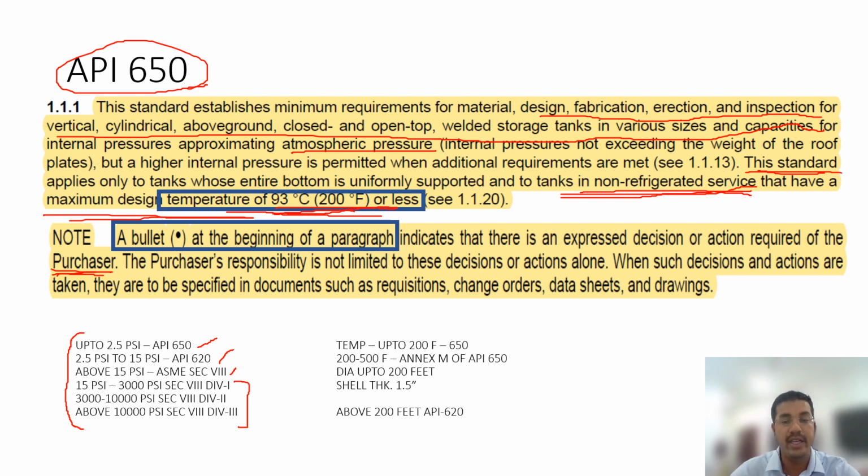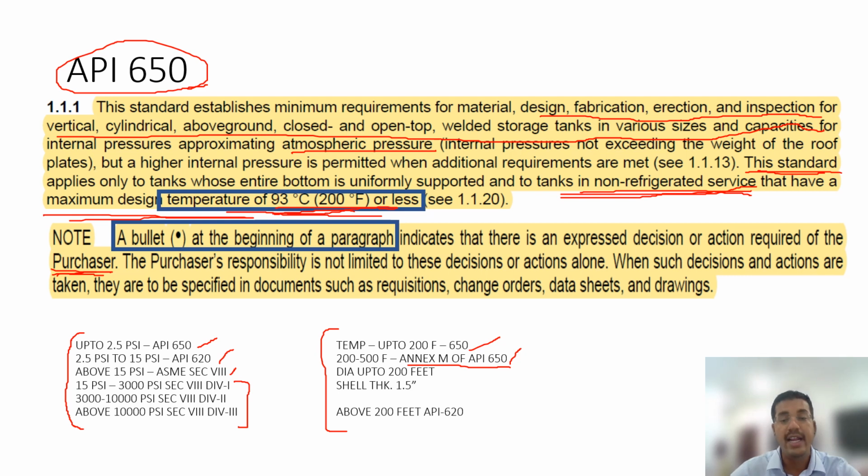And another thing, temperature up to 200 degrees F, as I told you, it is API 650. But above 200 to 500 it is Annexure M. This is another must question, it will come in the exam. Many times it comes. Above 200 degrees Fahrenheit to 500 degrees Fahrenheit, Annexure M of API 650 is used.